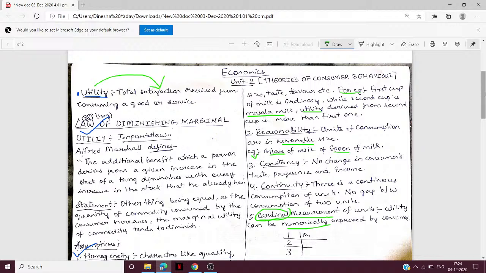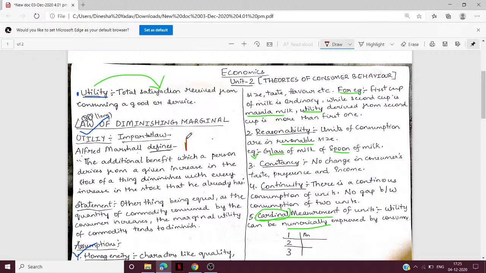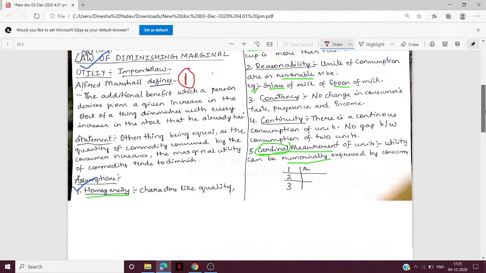So students, in law of diminishing marginal utility, first we should write definition. Next, what is the statement which we are passing? First I'll change the highlight so that you can understand better. See, for the answer, first you should write definition, second statements, third assumption.